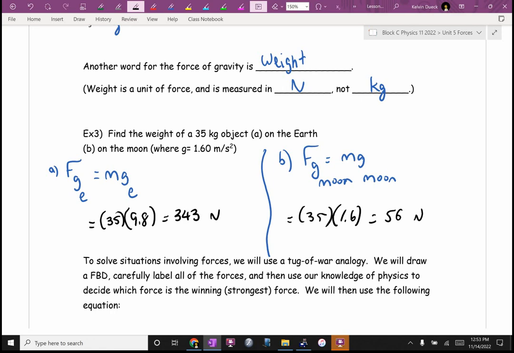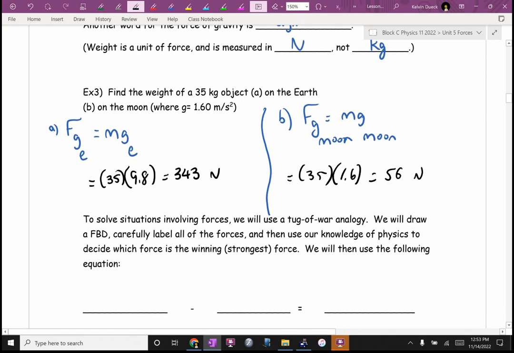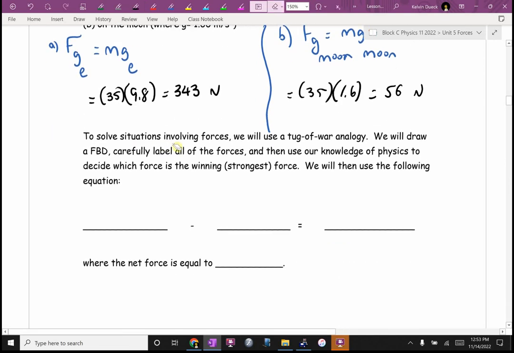Here it is. This is the point of today's lesson. This is how we're going to solve all force systems going forward. To solve situations involving forces, we're going to use a tug-of-war analogy. We're going to imagine that opposing forces are tugging on each other through the object. We're going to draw, Jazz, what does FBD stand for? We're going to carefully label all the forces using Newton's first, second, and third laws. We'll use our knowledge of physics to decide which is the strongest or winningest force. Which way are we accelerating?